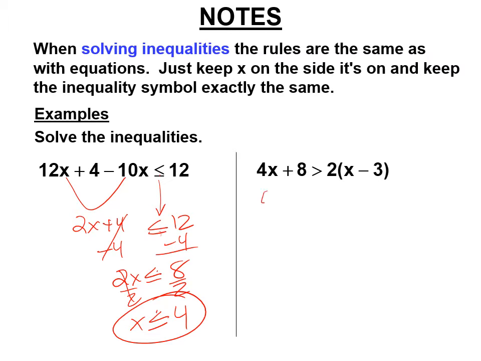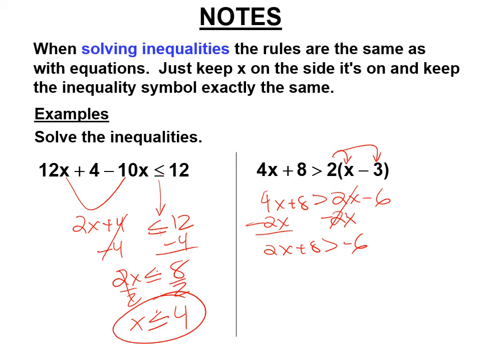All right, so we have 4x plus 8. We're going to use distributive property, and it's greater than 2x minus 6. Right? I'm going to get rid of them where there are fewer, so I'm going to get rid of the 2x. And I get 2x plus 8 is greater than negative 6. Two-step equation, subtract 8 from both sides. 2x is greater than negative 14. Negative 6 minus 8 is negative 14. Divide by 2, and x is greater than negative 7.